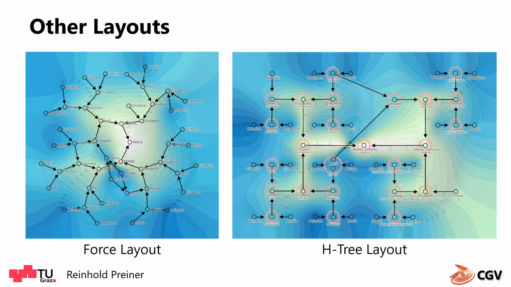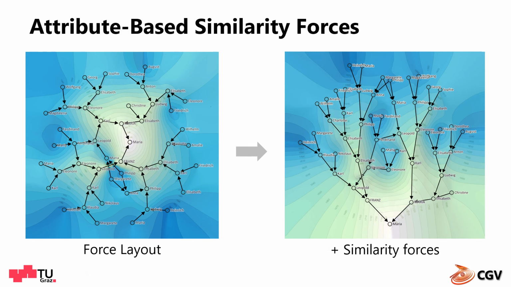Finally, I want to note that our method is applicable to other graph layouts as well. Here we see, for example, two TAMs of the family tree of Marie Antoinette, once using a force layout and once as an H-tree. And in the paper we also show how we can modify force layouts to gradually obtain a more attribute ordered layout. For this and for other extensions, as well as a report on a user study, please have a look into our paper.